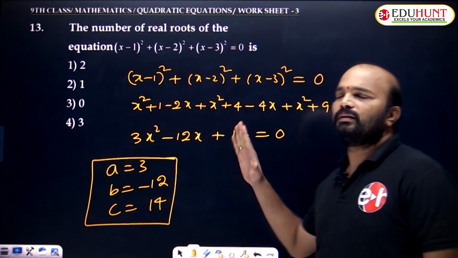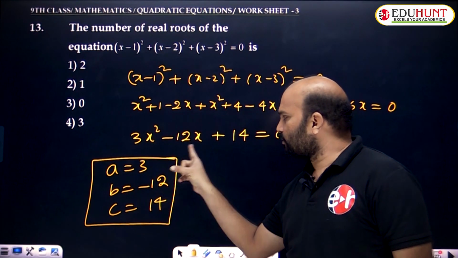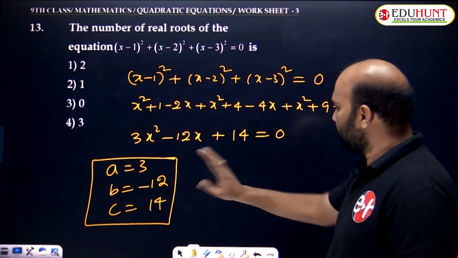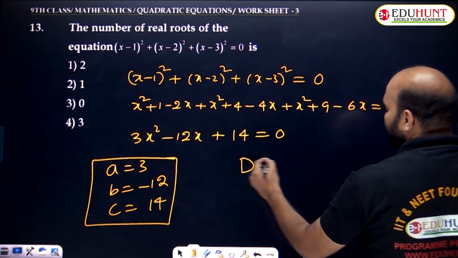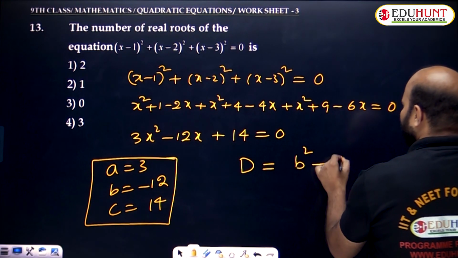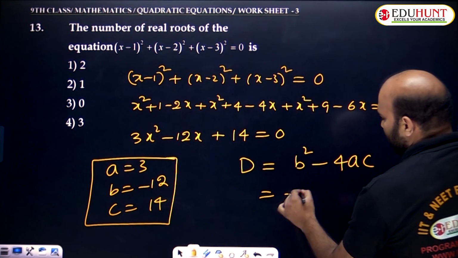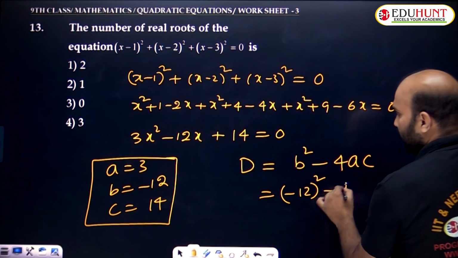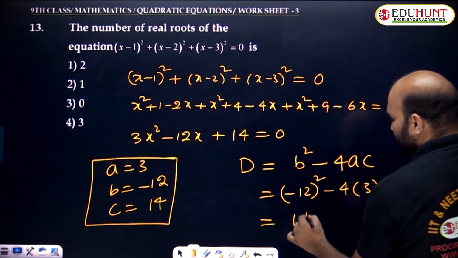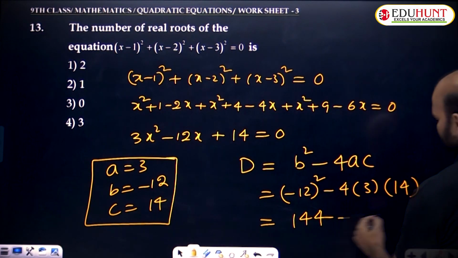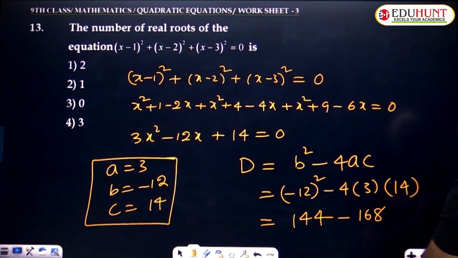The coefficients are a = 3, b = −12, c = 14, positive 14. The nature of the equation means we should calculate the discriminant value. What is the discriminant formula? b² − 4ac. So b² is (−12)², minus 4 into a value 3 into c value 14.